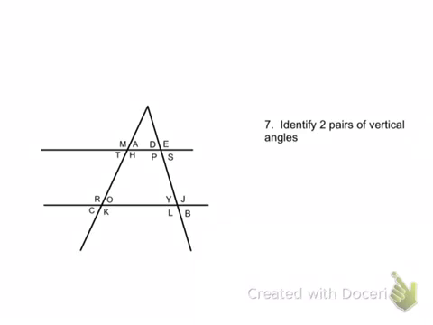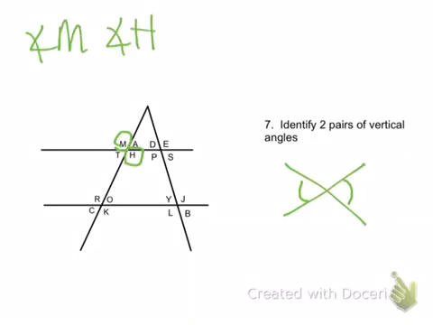Identify 2 pair of vertical angles. Now remember, vertical angles are angles that are formed by intersecting lines that are across from each other. So I could say angle M is vertical with angle H. Angle M and angle H are vertical. Another vertical pair could be angle J and angle L. Angle J and angle L are vertical angles because they're across from each other.